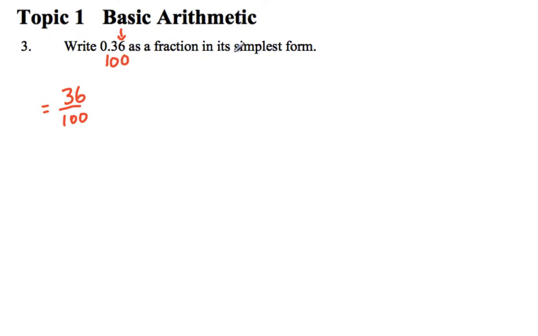Now this question asks us to put it into simplest form, so that asks us to think about a number that can divide into 36 and into 100, and I'm here to tell you that 4 can go into each. Divide the top and bottom by 4 and we'll get 9 over 25 as our simplest fraction there.